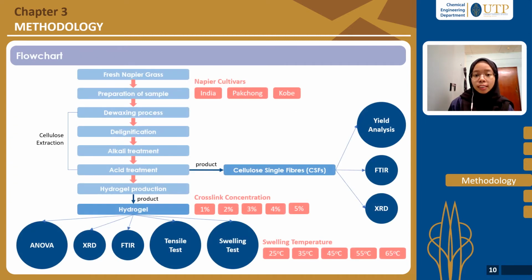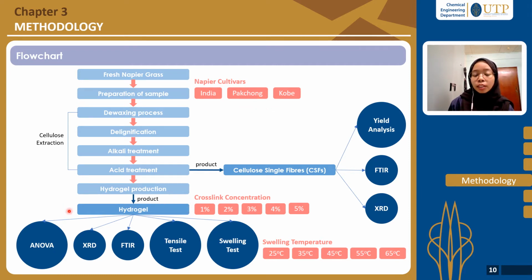Following the overall research activity, now we move on to the flow chart of the experimental procedures, where we can see the flow of fresh Napier grass is transformed to hydrogels. And the one in pink is actually the manipulating parameters of this experiment. The first one is Napier cultivars, which we have used Napier India, Napier Pakchong, and also Napier Kobe.